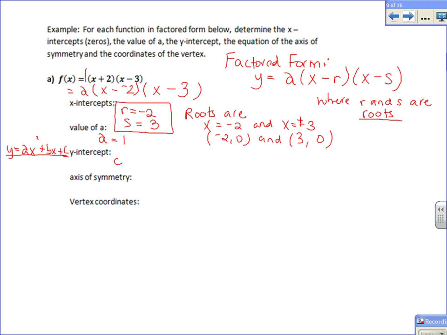Okay, you can do that. Or you can take the shortcut, which is to use the formula c is equal to a times r times s. Okay, c is equal to a multiplied by r multiplied by s. And sorry, this should be an equal sign right there. So c is equal to a, which we determined as 1.